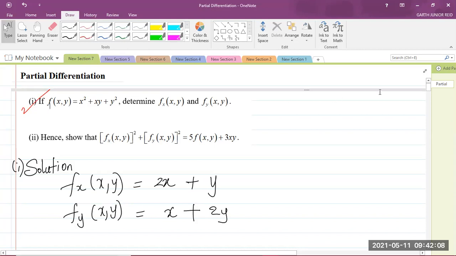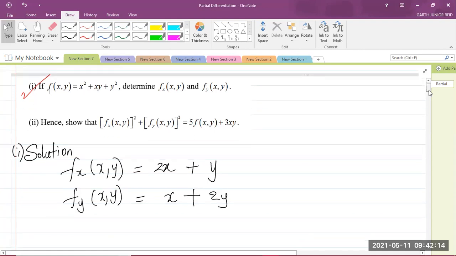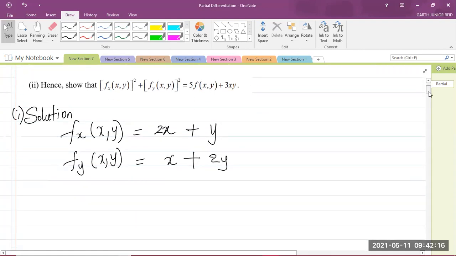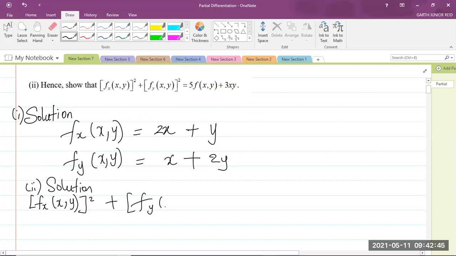Now we'll be looking at the follow-up question, part 2, which says, hence, show that the partial derivative of f with respect to x, squared, plus the partial derivative of f with respect to y, squared, is equal to 5 times the function plus 3xy. So let's do that here. Part 2 solution. We're going to look at the partial derivative of f with respect to x, squared, plus the partial derivative of f with respect to y, squared.